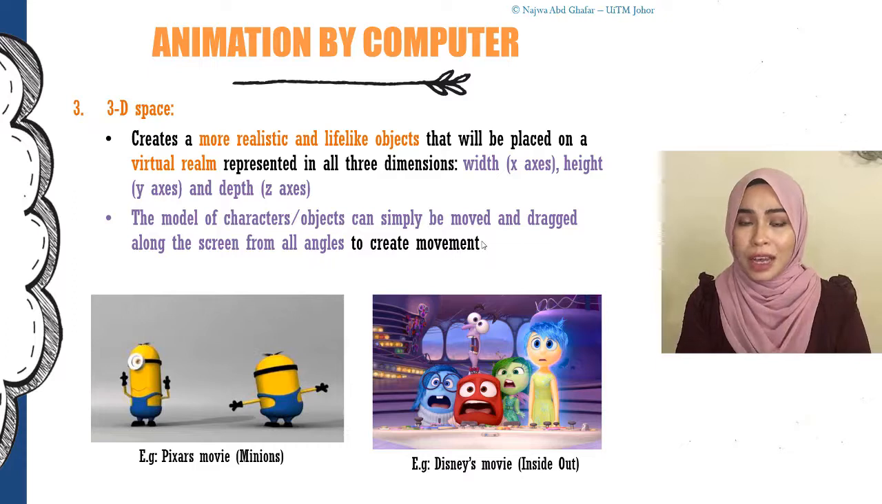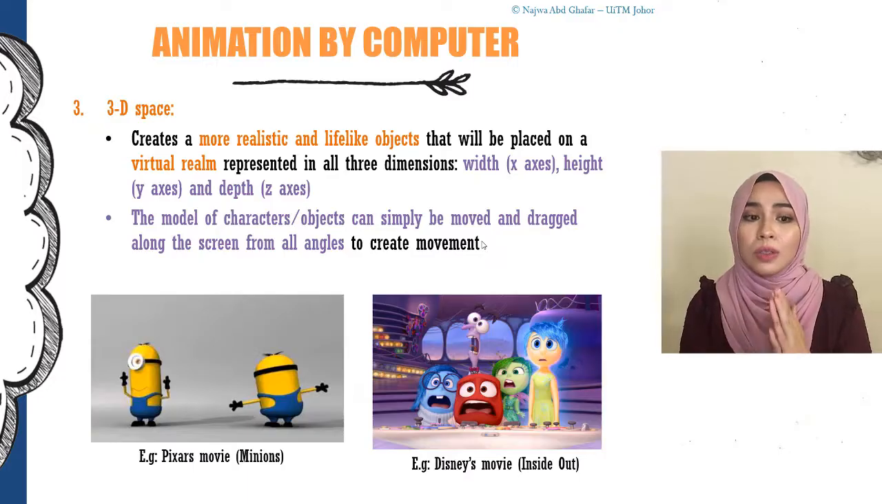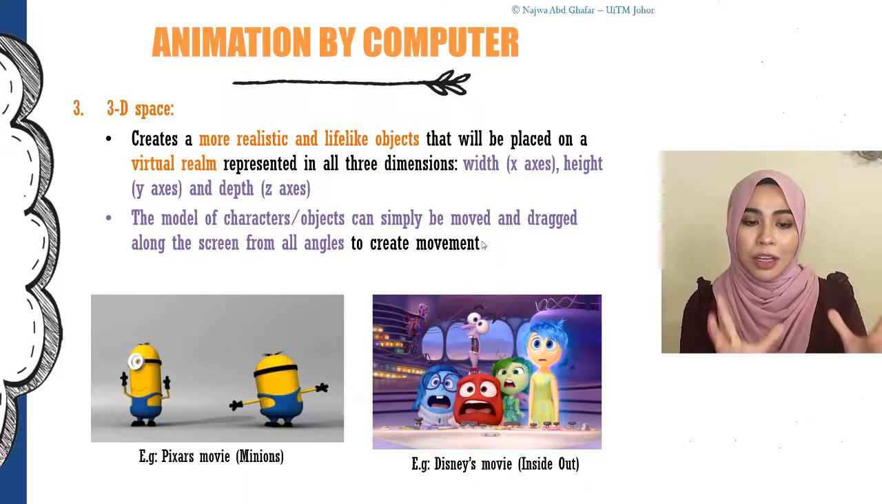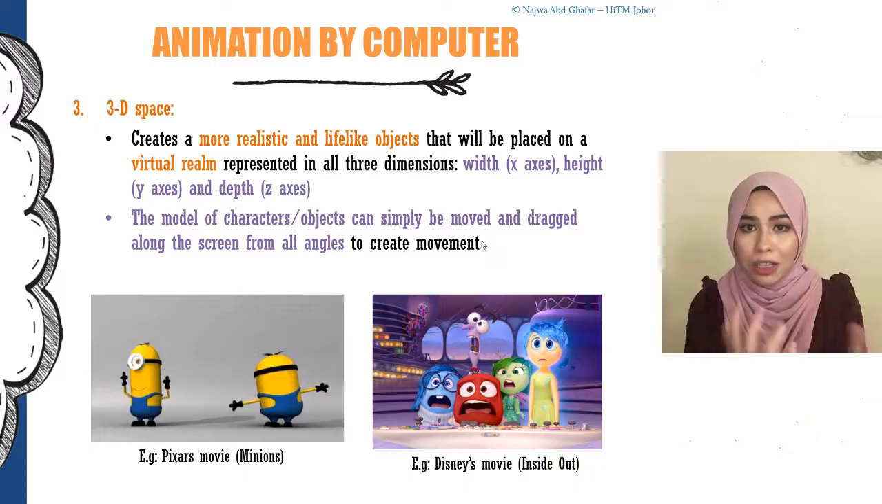So with a flat animation, it is only X and Y. With a 3D animation, we have X, Y, and also Z, which is the depth. That's why the animation will look as if we can see it in all directions or from all angles. The models of characters and objects can simply be moved and dragged along the screen from all angles to create movement.